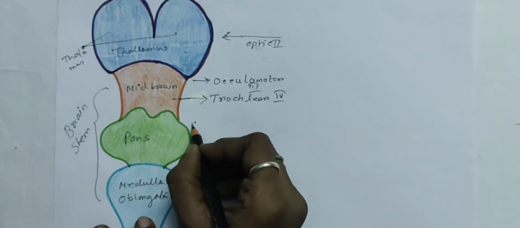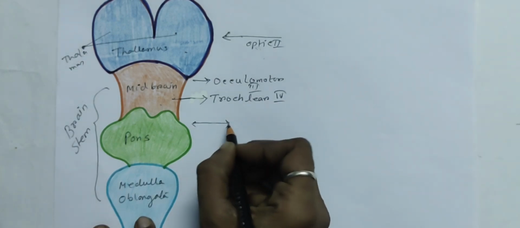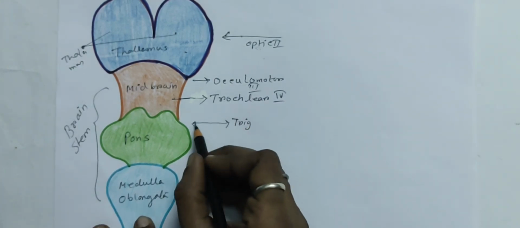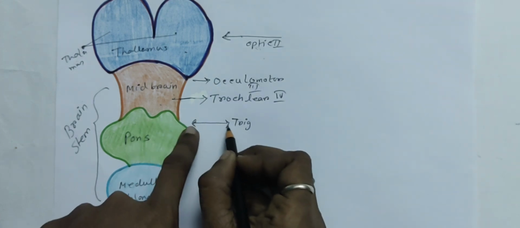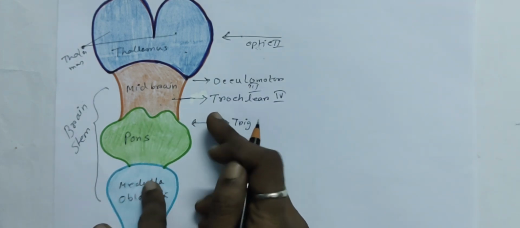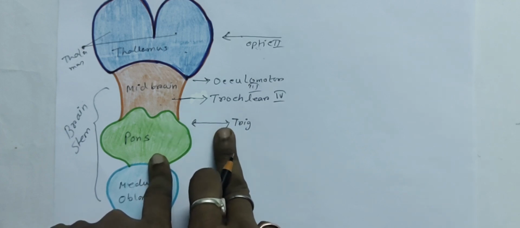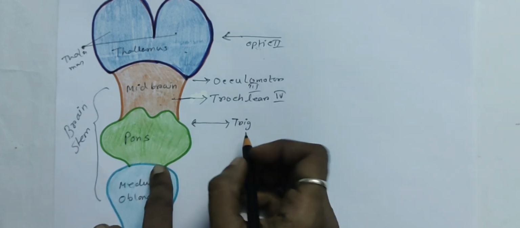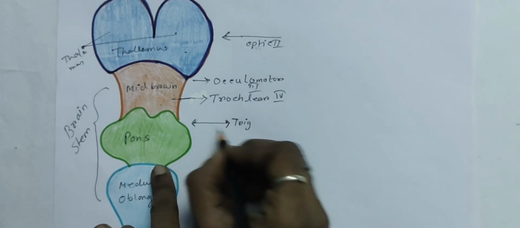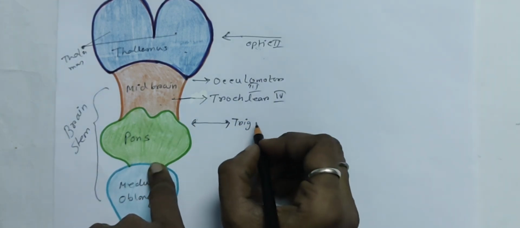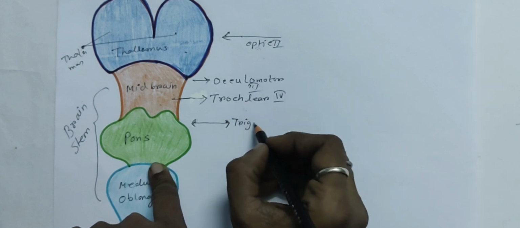Next, trigeminal. Here the arrow is on both sides, that means it functions as a sensory as well as a motor nerve, a mixed nerve. So that's why I am expressing the motor nerve by that arrow on both sides of the line. So it's a trigeminal.